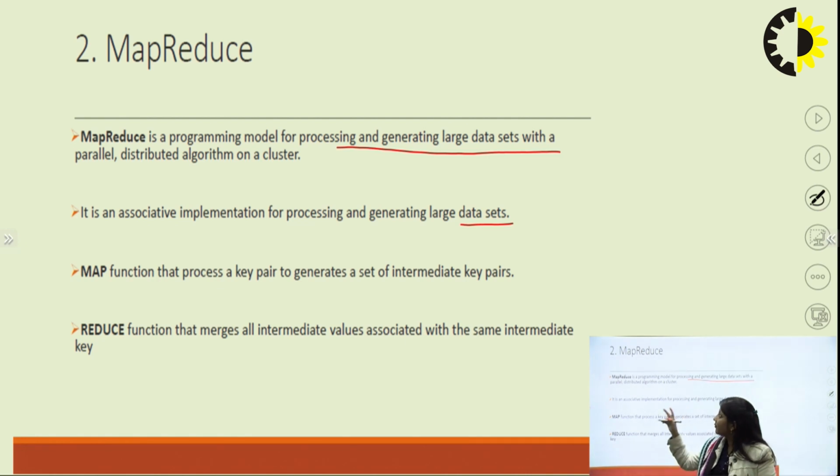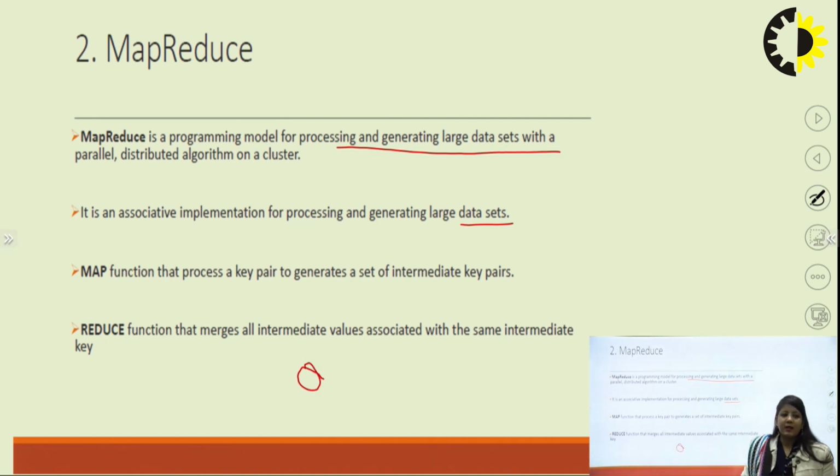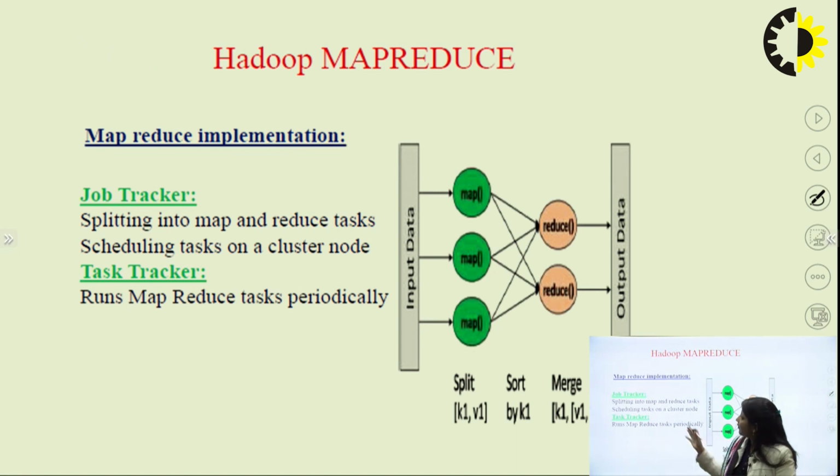So there are two functions, map and reduce. The map function processes the key pair, meaning there is a key associated with all the data nodes, and the reduce function merges all the intermediate values associated with the intermediate keys. Firstly we assign one key value to all the data nodes, and when we merge the data nodes, we match the key. If the data nodes have the same key, then that data is going to be merged into a single file. So this is the framework.